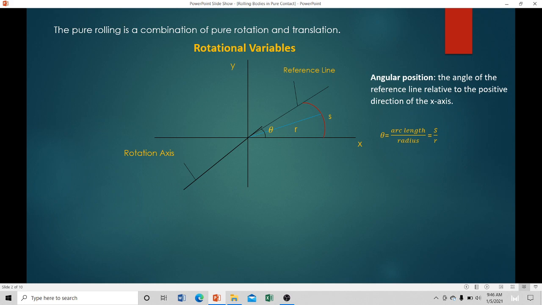So as we observe this equation, the arc length is dependent on the angle. As we increase the angle, the arc length also increases, or in mathematical terms, your arc length is directly proportional to your angle. Okay. And then the unit of your theta or your angle is in terms of radian.